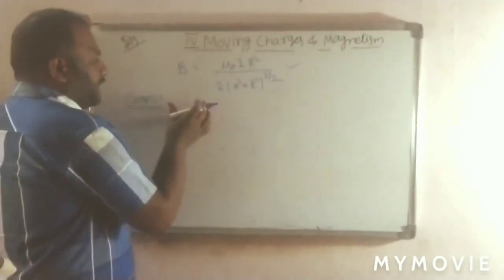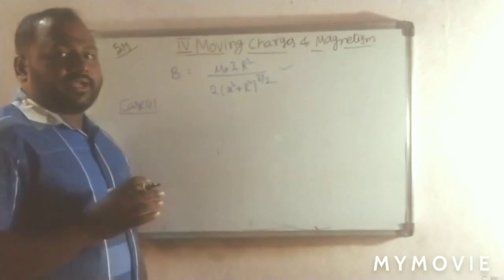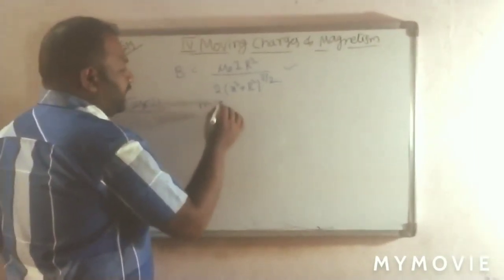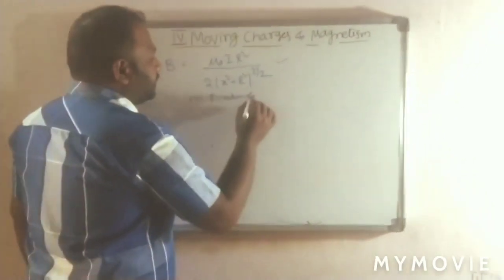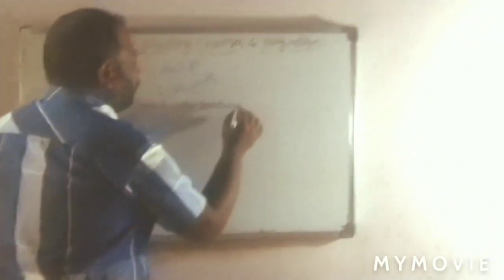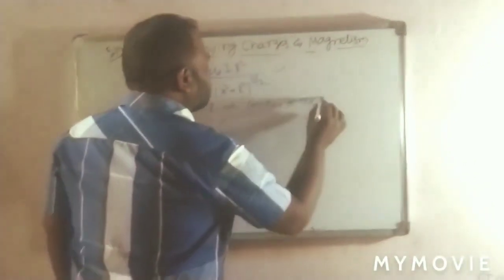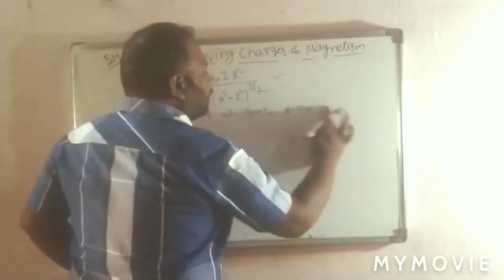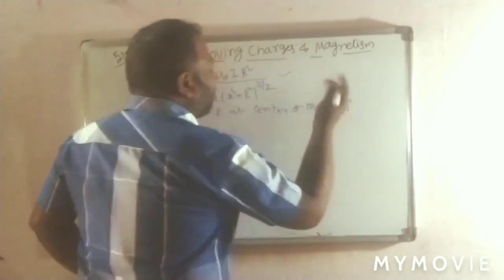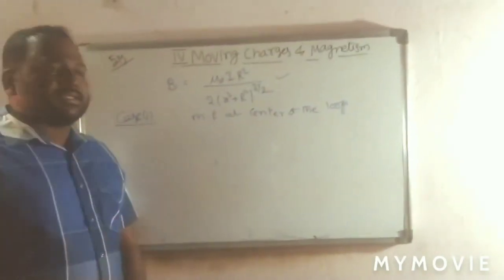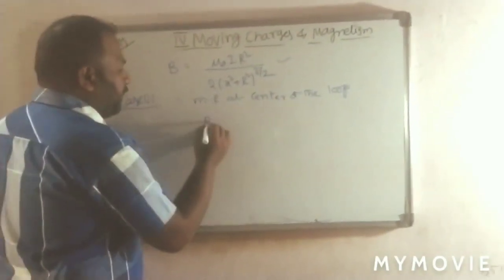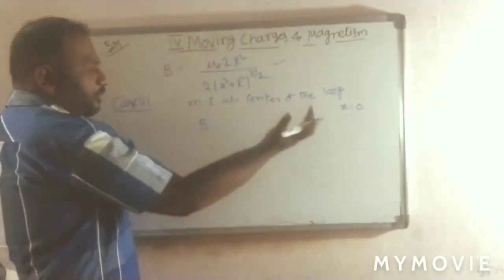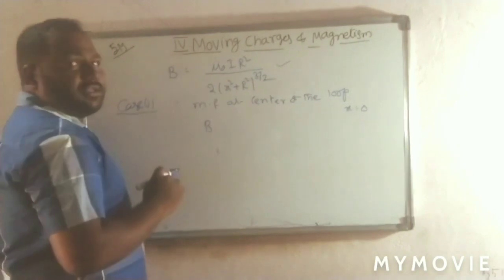Now in this we are going to take two cases. The first case is the magnetic field at the center of the coil. The magnetic field at the center of the loop, we can take it as a loop; coil means number of turns or more. The magnetic field at the center of the loop means x is equal to 0, so the point is at the center of the circular loop.